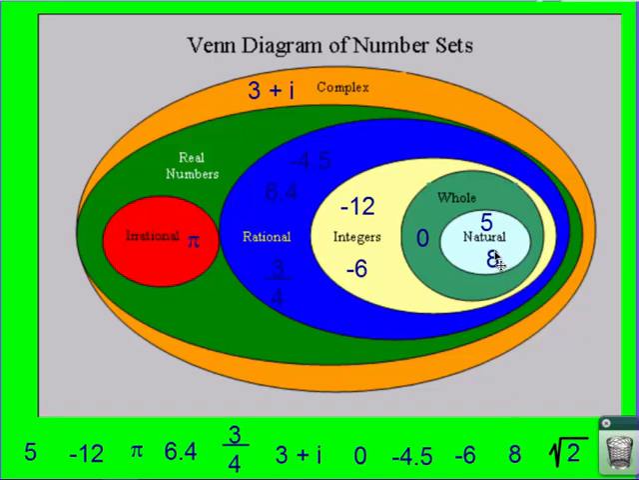8 would be natural because it is a counting number, which makes it a whole number, which makes it an integer, which makes it a rational number, which makes it a real number. So it would be a little bit of everything except for irrational and complex. And then last but not least, we've got the square root of 2. The square root of 2 would be irrational, which would also make it real. So as you see, numbers can be in multiple sets. We have to know the definition well enough to be able to identify what sets a number goes in. Until next time.